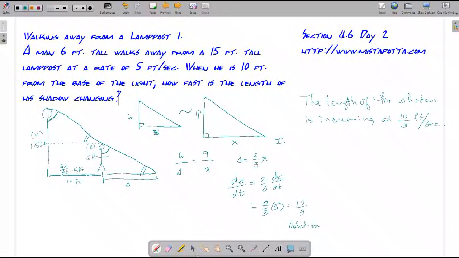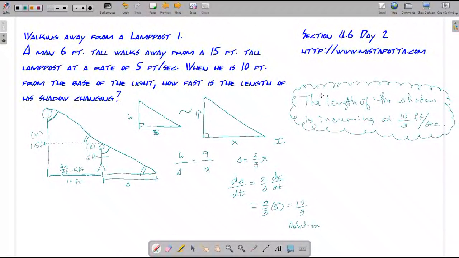So notice, here is my answer. This answer answers the question. 10/3 just happened to be the solution to the equation that I had. But I need to make sure that I always answer the question.